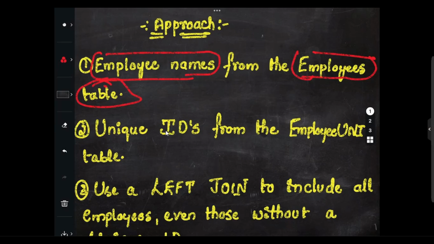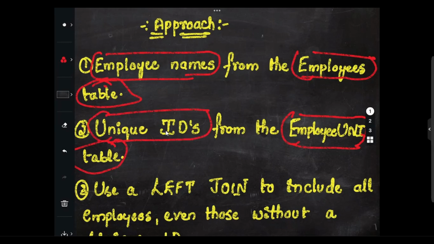Then we have to consider the unique IDs from the employee UNI table. They have given in the question clearly, right? We have the employee UNI table, and we will be considering unique IDs from the employee UNI table. I hope this is clear.